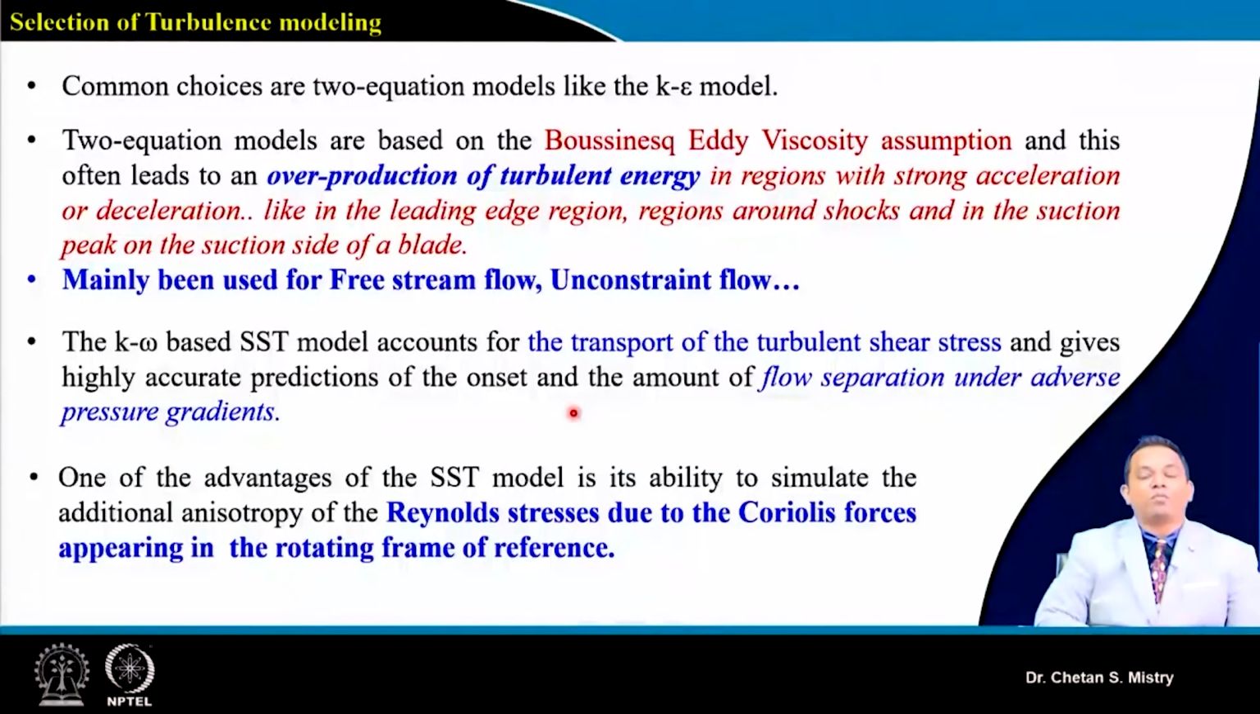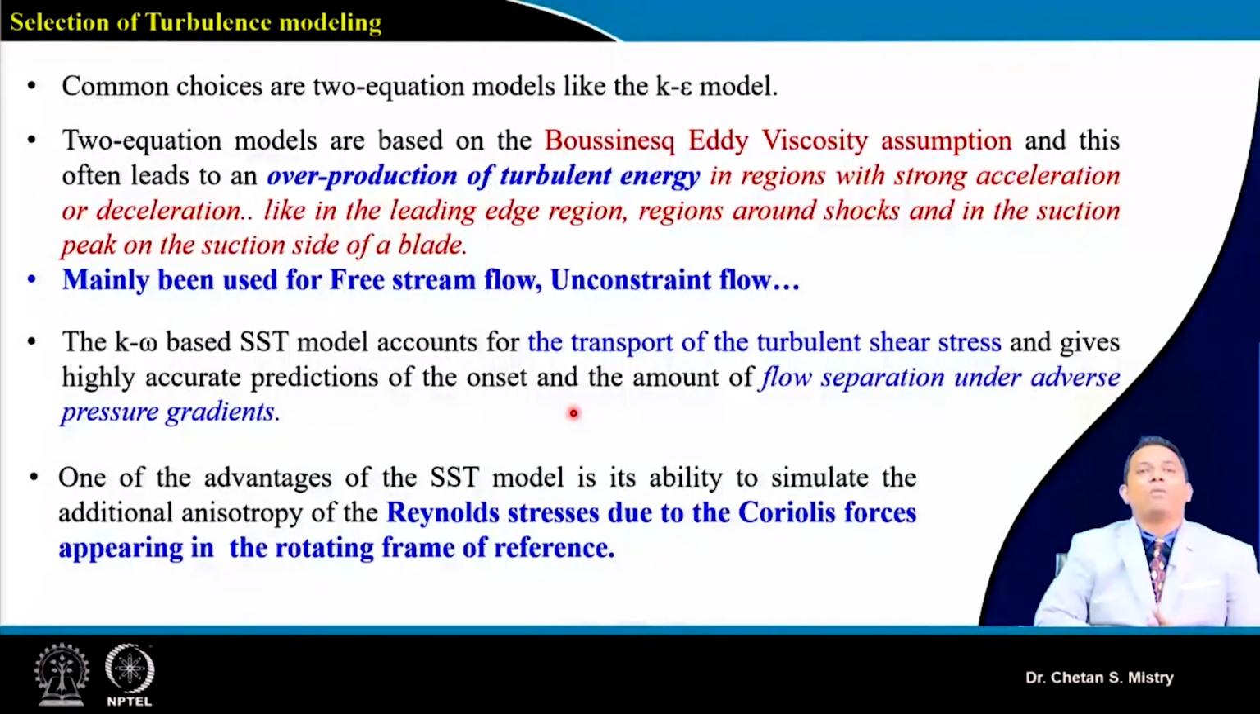Now the K epsilon model is based on the assumption of Boussinesq eddy viscosity. When it is used for analysis of turbomachinery, it gives excess calculation of turbulence energy, because the flow is accelerating somewhere and decelerating somewhere, especially at the leading edge. In the same way there is shock formation, and the flow on the suction surface, as we know, is very challenging. Under that configuration, the K epsilon model will not work fine.